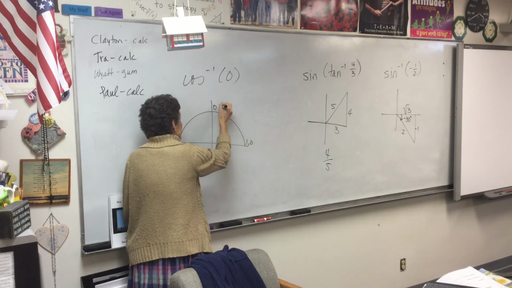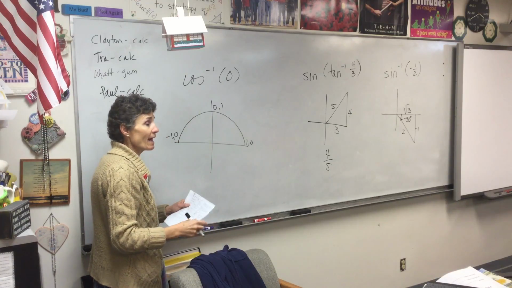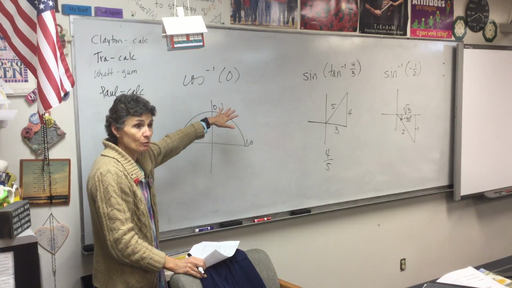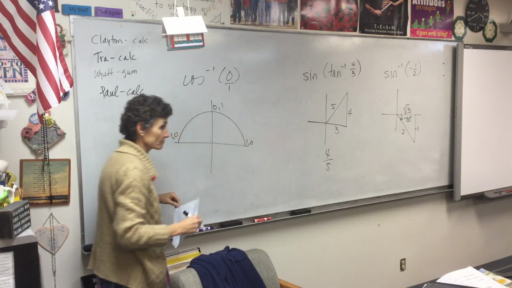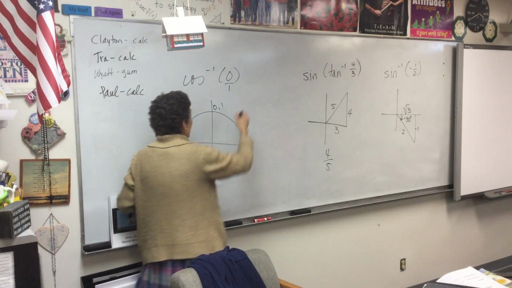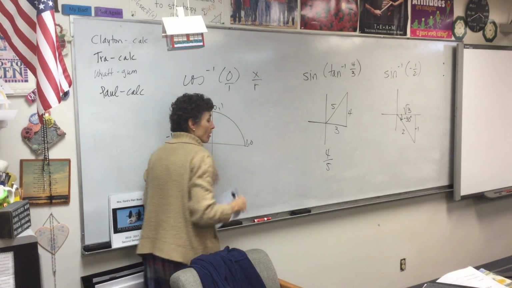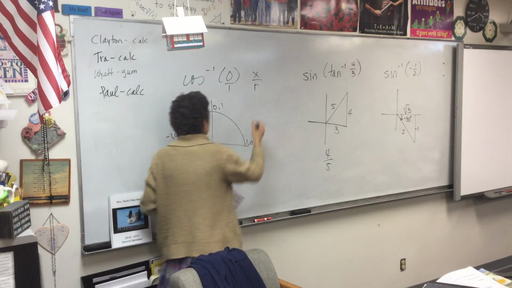These points, one of them is going to have a cosine value of 0. Now, think of that as 0 over 1. Where is it that x over r is 0? 90. That would be 90 degrees.